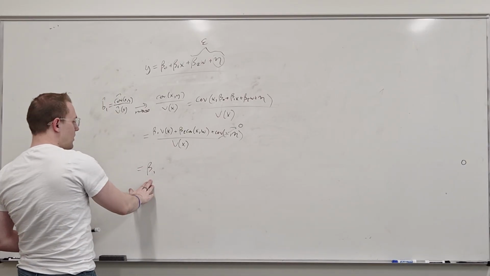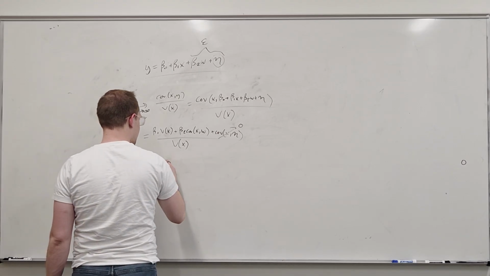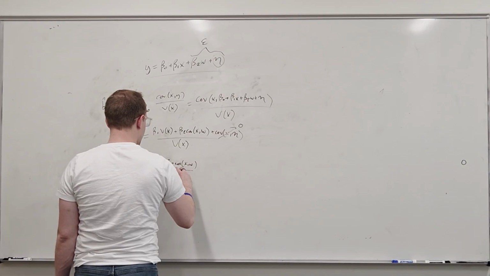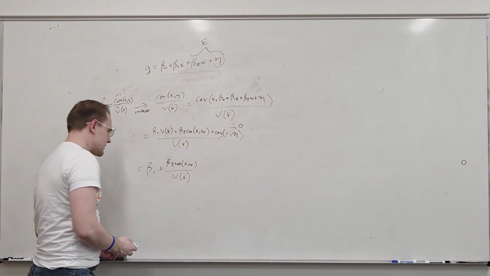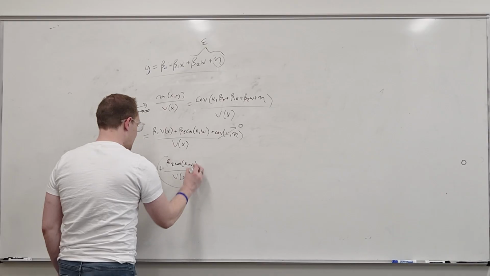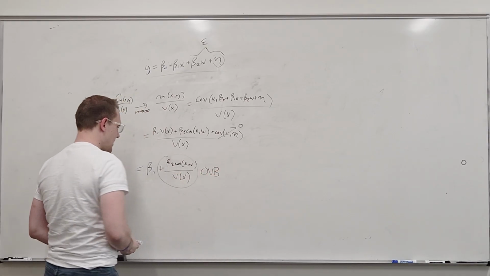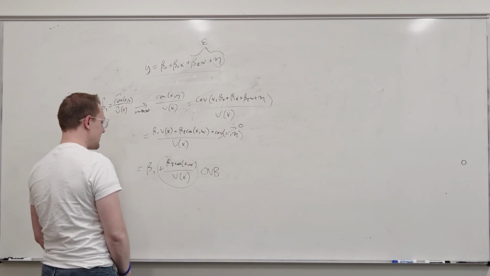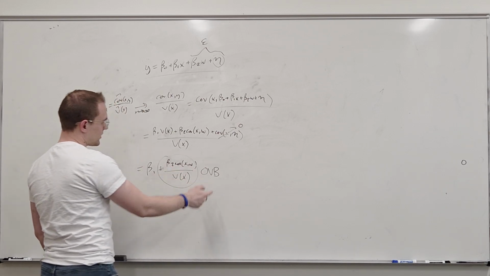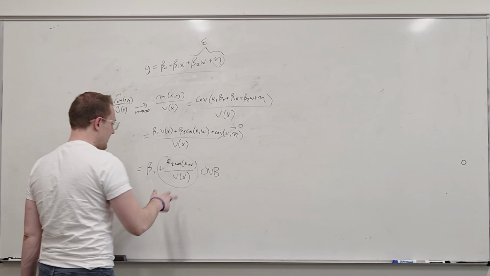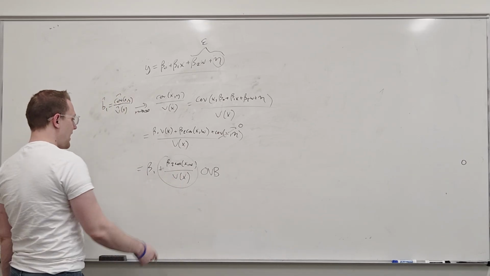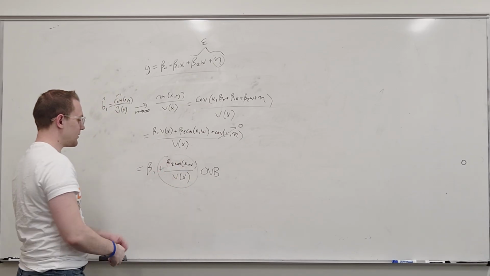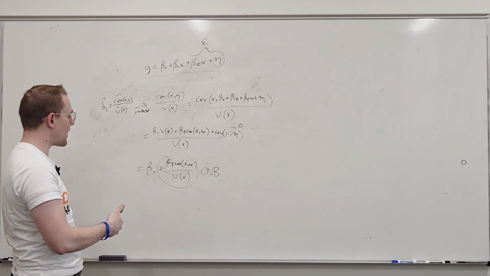So it should be beta 1, but we actually have this beta 2 covariance of x and w over the variance of x. All right, so that's not good. This is omitted variables bias right there. This wouldn't be omitted variables bias if beta 2 was 0 or covariance of x and w was 0. For something to be an omitted variable, the omitted variable has to be correlated with x, check, and with y, right? Beta 2, w has an effect on y.